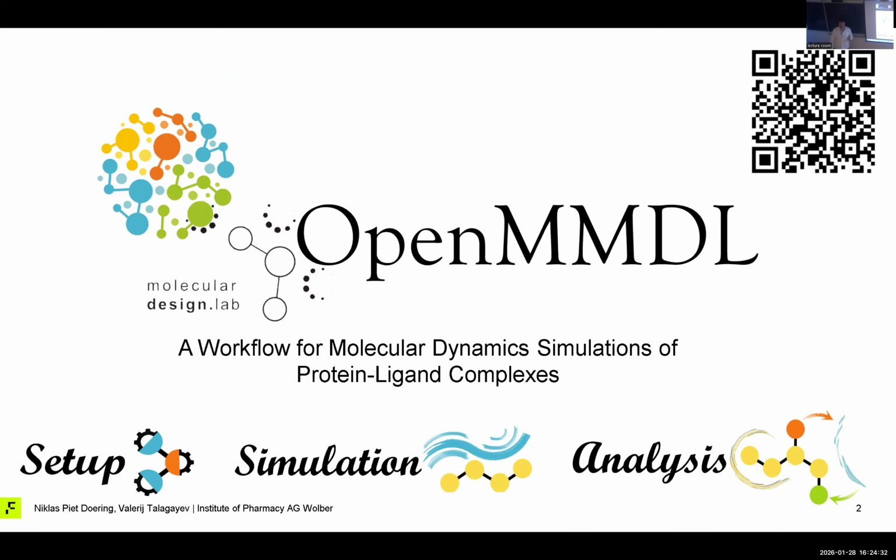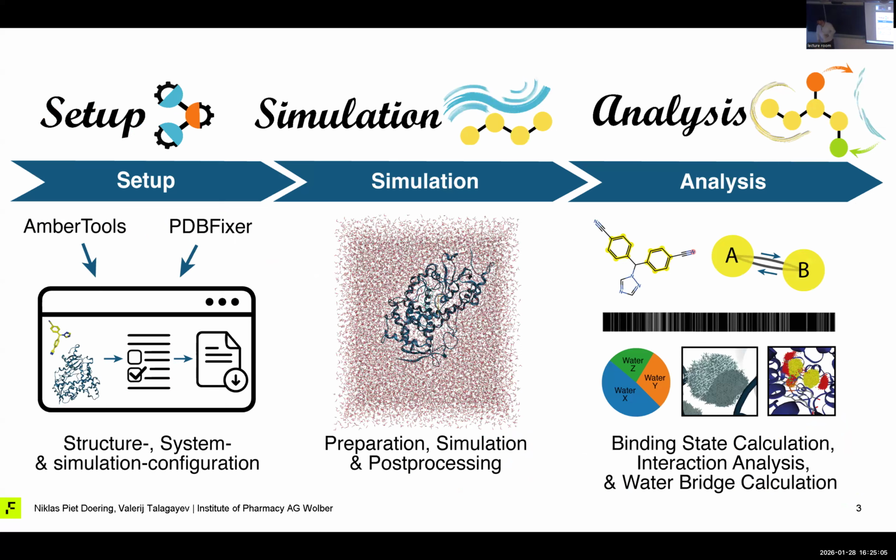OpenMMDL consists of three main components. We have a setup GUI, which is an interactive interface for setting up your MD simulations. We also have a wrapper for all the OpenMM code, so it's not about setting up an OpenMM script, but just one command you type based on the GUI setup you did beforehand. And after your simulation, we also have an analysis part, which allows you to analyze protein ligand complexes with dynamic pharmacophore analysis. So how do our parts generally work?